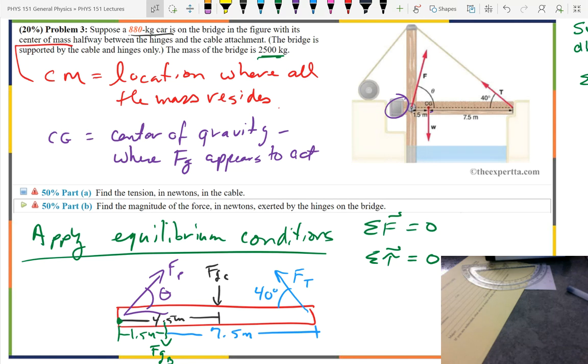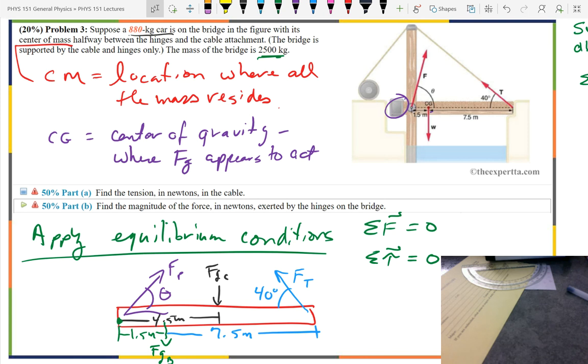Notice it's a vector equation. Do sum of the forces in the vertical direction equals 0. That's going to give you force times sine of theta up, and tension times sine of 40 degrees up, and then the two mg's down. So that gives me an equation with two unknowns, the angle and the force.